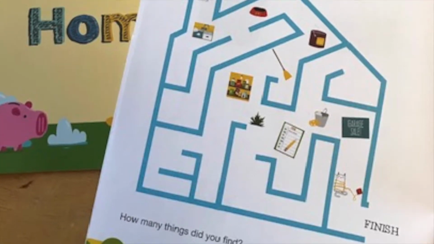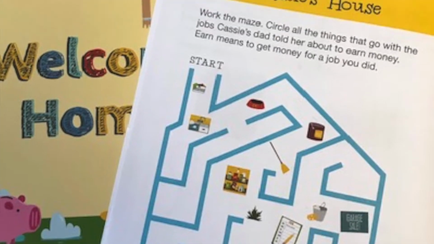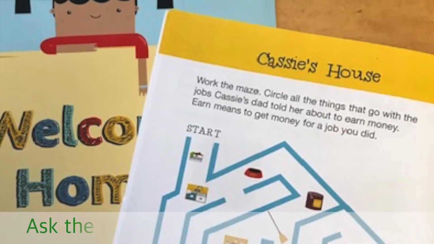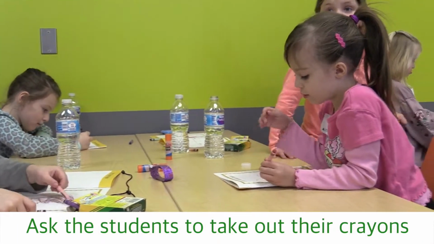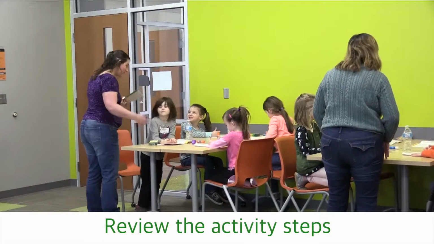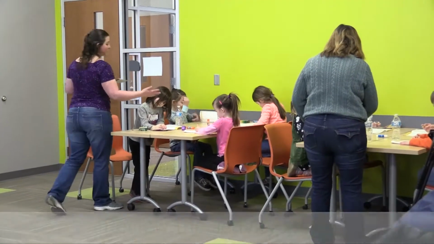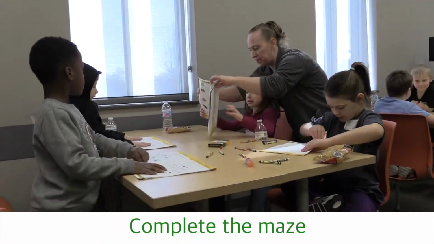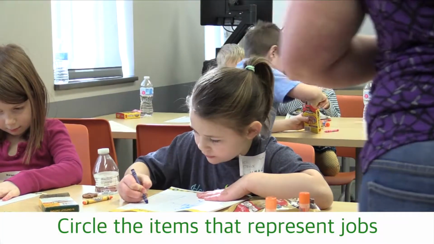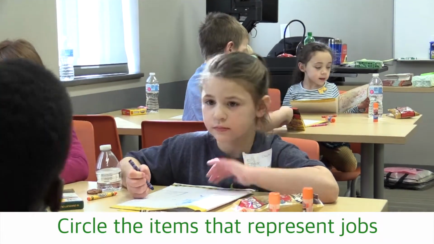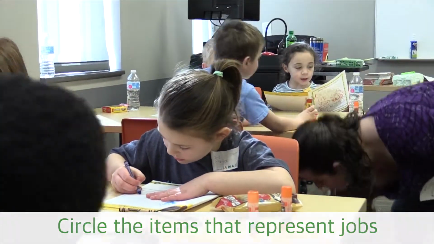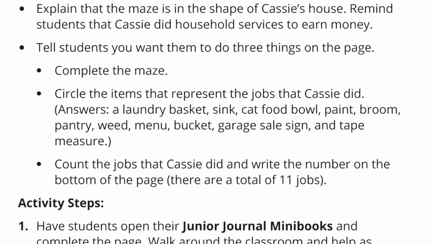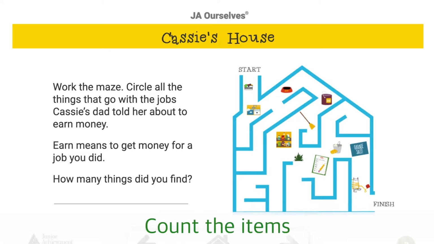Distribute the Junior Journal mini books and have students turn to page 3, Cassie's house. Ask the students to take out their crayons. Review the activity steps with the class. Tell students you want them to do 3 things. First, complete the maze. Second, circle the items that represent the jobs Cassie's dad told her she could do to earn money. Answers are listed in your volunteer guide. Third, count the items. Answer, 11.